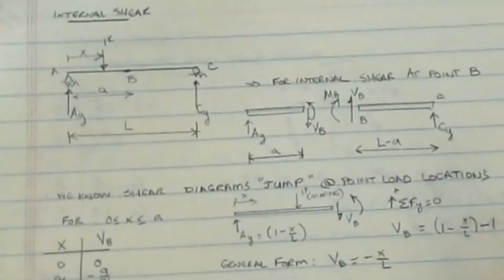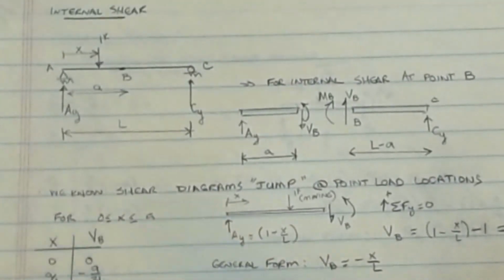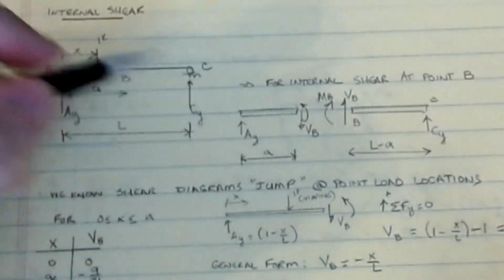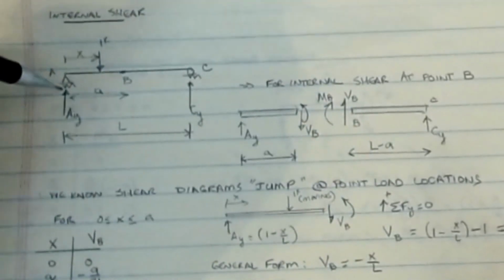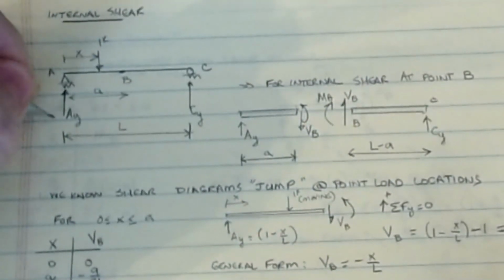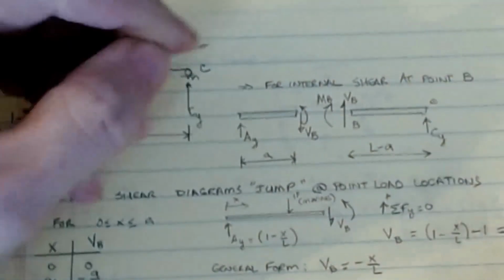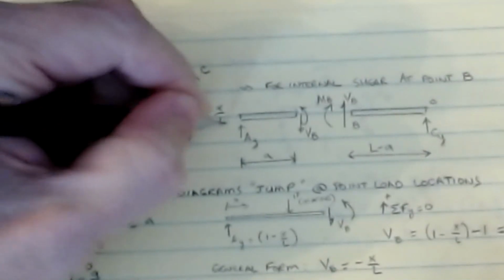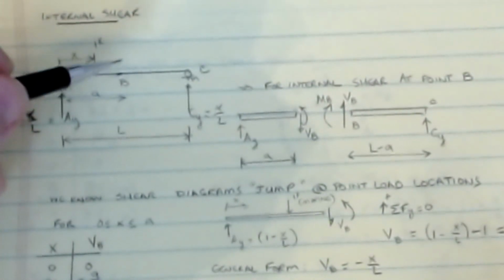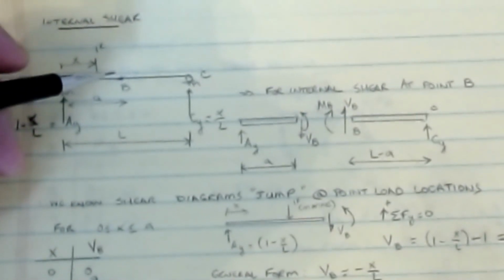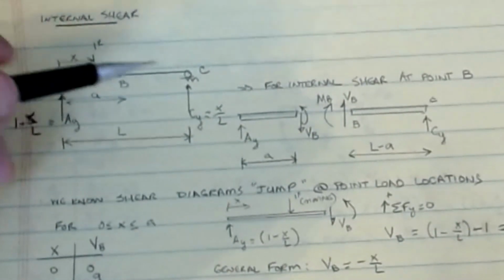Now, that was for external reactions. We can look at internal effects just as well. I changed my nomenclature a little bit. So AY is here, and its value is still going to be 1 minus X over L, and CY is still going to be X over L. And then I have a point B in the middle, that maybe is what I'm interested in. Maybe it's the location of a splice connection or something like that.